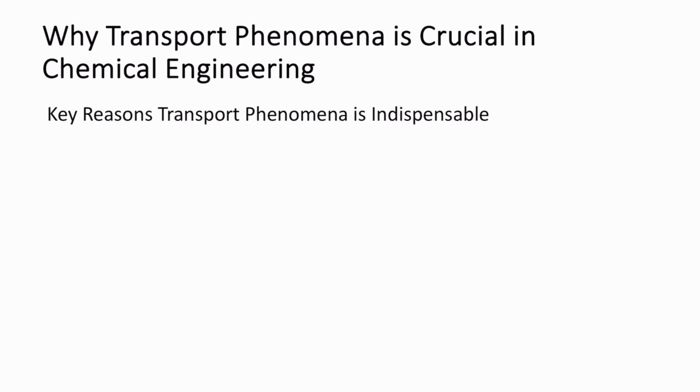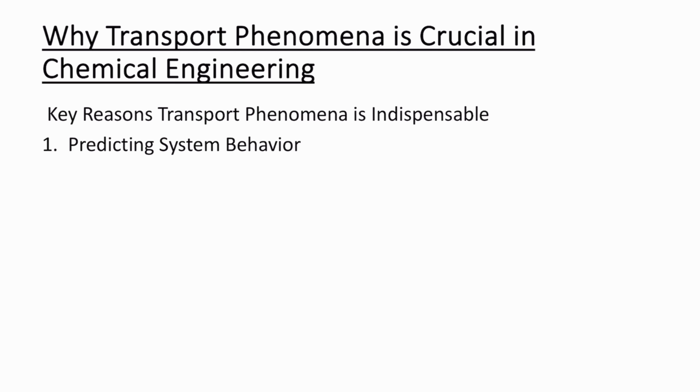Now let us see why transport phenomena is crucial in chemical engineering. Transport phenomena is not just theoretical, it's the backbone of every real-world chemical process. Whether you are in a lab designing an experiment or in industry running a chemical plant, you are constantly working with the transfer of momentum, energy and mass. These processes don't happen in isolation. They interact and often compete in complex ways. Key reasons transport phenomena is important include predicting system behavior.